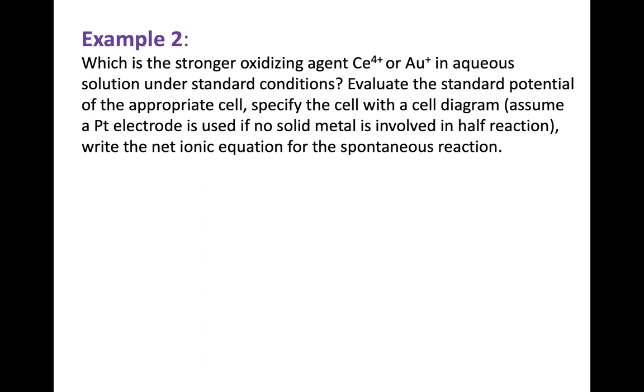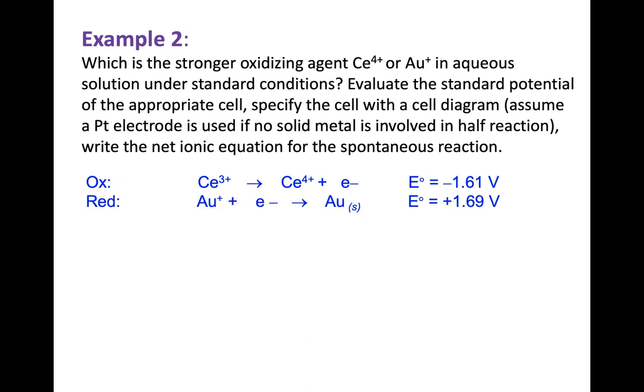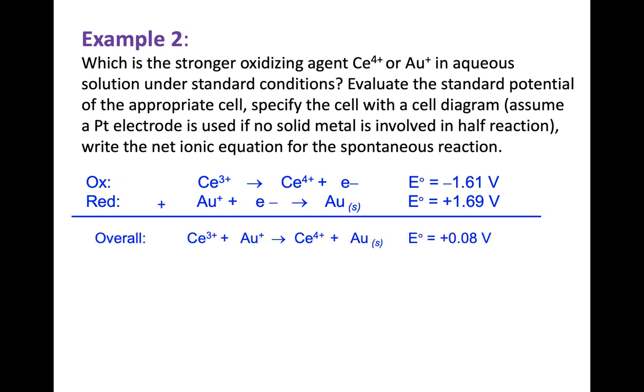Now that you're back, I'm going to show you what I did, and you can compare your answer. So since the cerium was lower in the table, we're going to flip that. It will be oxidized, and the gold will be reduced. Overall, we have one electron. So we've got cerium 3+ plus a gold+ going to cerium 4+ and gold solid. And the overall cell potential is the addition of these two. So negative 1.61 plus 1.69 is 0.08 volts overall.